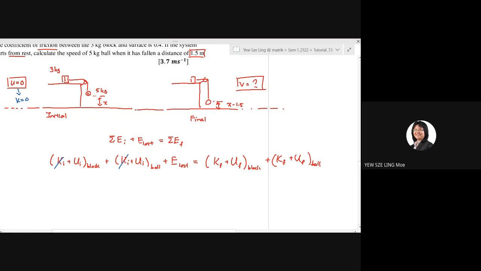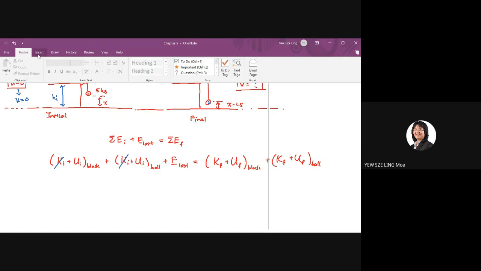And then what else can I remove from my equations? Now, if you look at these two diagrams, object 1 and object 2 in the second diagram, the only thing that involves a change in height is the ball. Your block is moving along the same surface, which means the H initial and H final for the block is the same. So in that case, wait, I'm not going to call it H, it will make us confused.